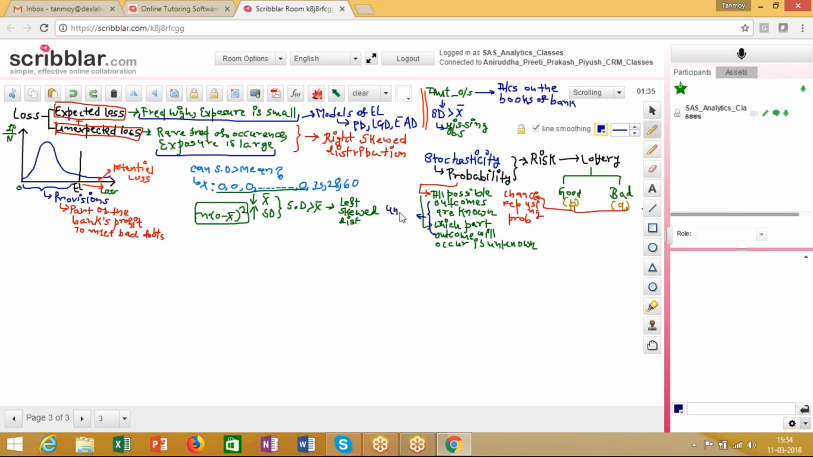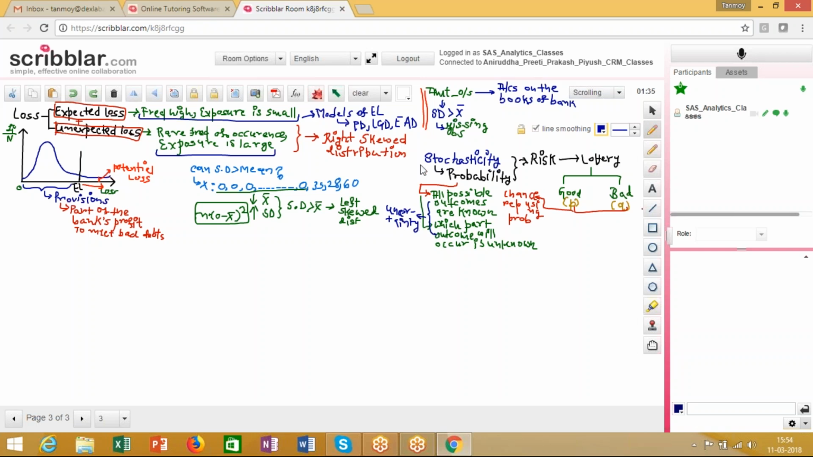So these two together create an atmosphere of uncertainty. Clear? And it is this uncertainty which can be modeled using probability.